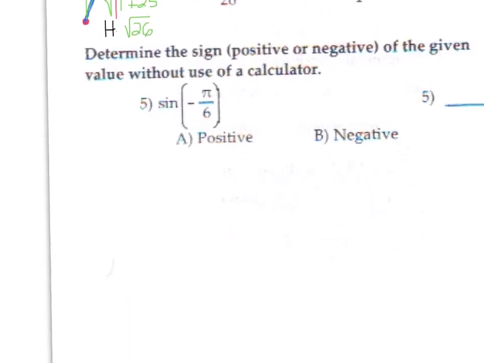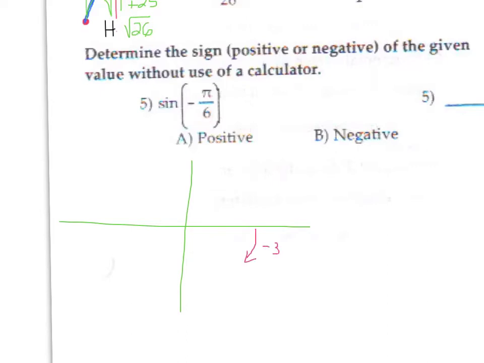Number 5. Problem number 5 says determine the sign if it's positive or negative based on what is given. Well, first of all, you need to know where your angles are. Okay? So it's a negative pi over 6. This is like 180. Okay? Pi means 180 divided by 6, so that is 30. So you get 30, and it's -30. So I have to go down.